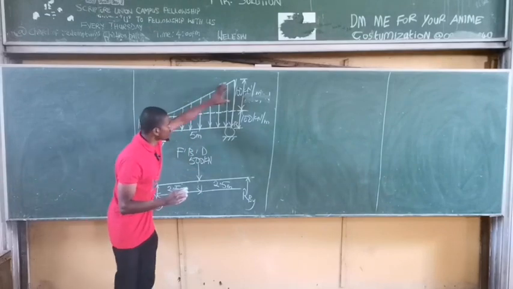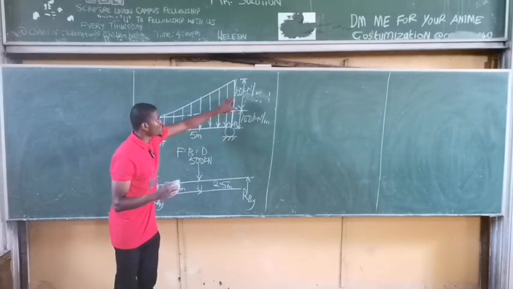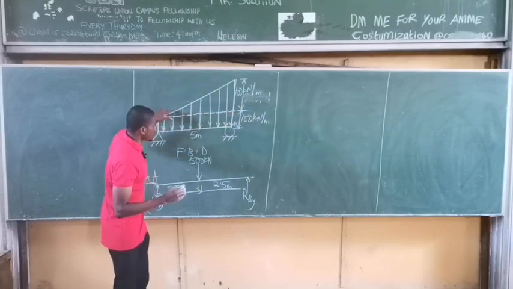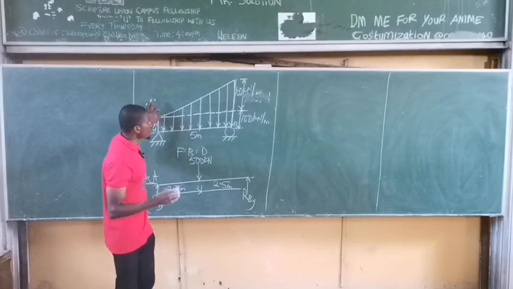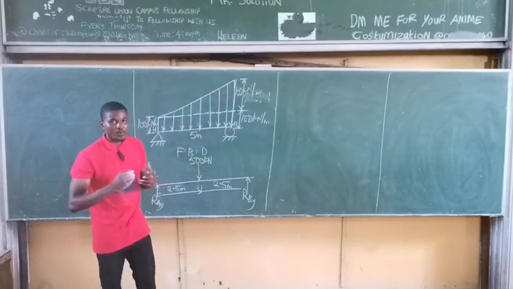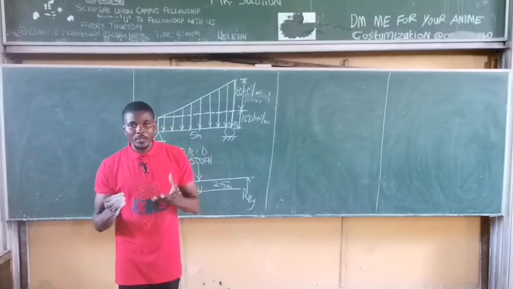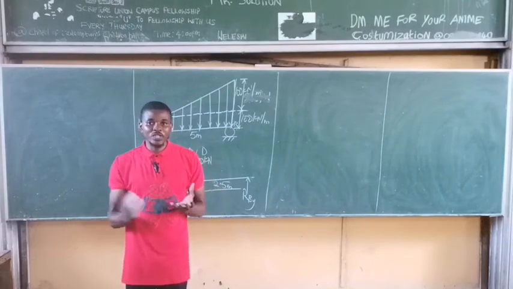Now, on top of this UDL, we have a uniformly varying load. The highest intensity of this load is also 100 kilonewtons per meter, and the length covered is also the entire length of the beam, which is 5 meters. So we need to convert this UVL to what? A point load. Remember, the rule to convert a uniformly varying load to a point load is simply what? Take the area of the shape.